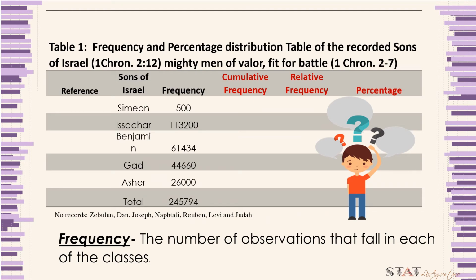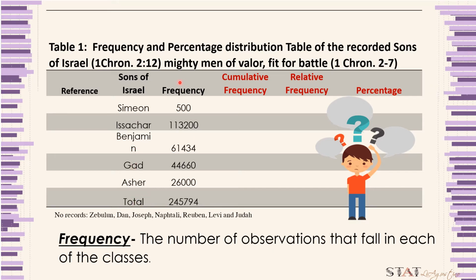So, for example, what is this frequency? It is the number of observations that fall in each class. So we have here in the statistical table heading the table number and then the title. And then we also have this caption, the sons of Israel. And then we have here the classes: Simeon, Issachar, Benjamin, Gad, Asher, and total number.